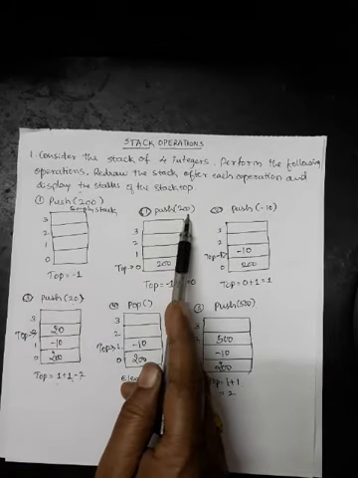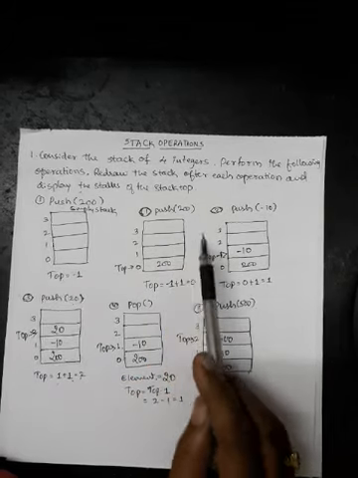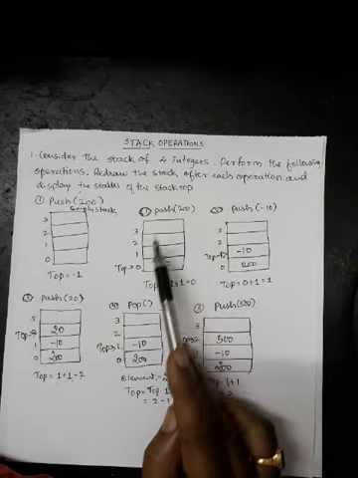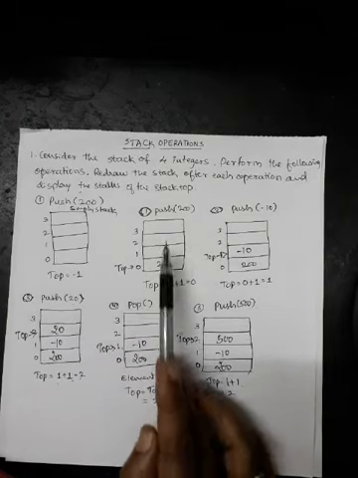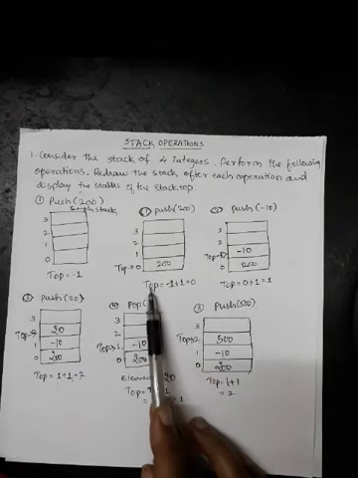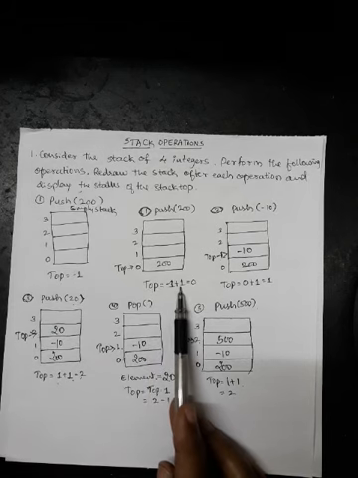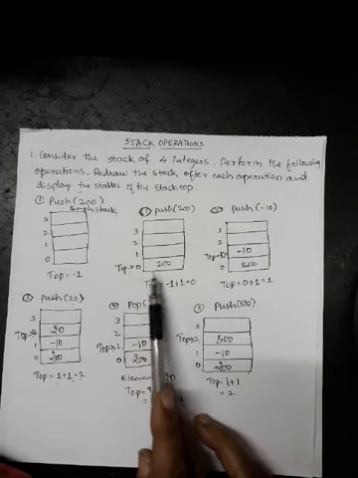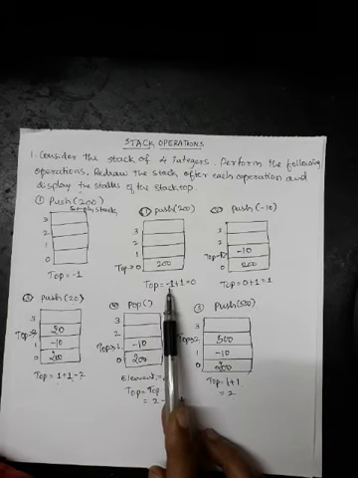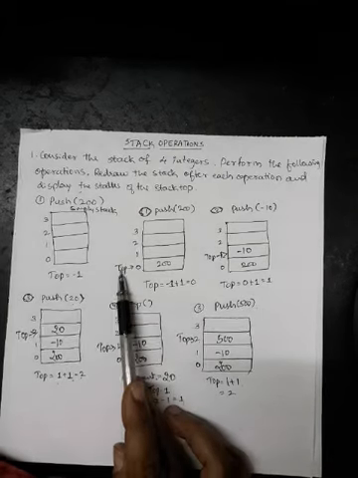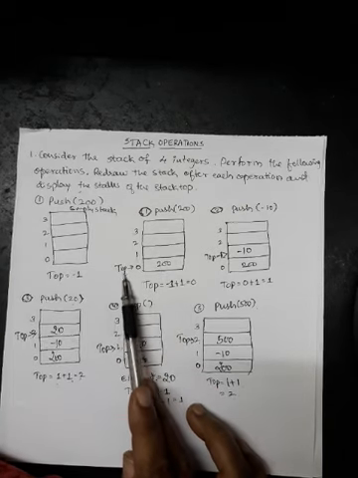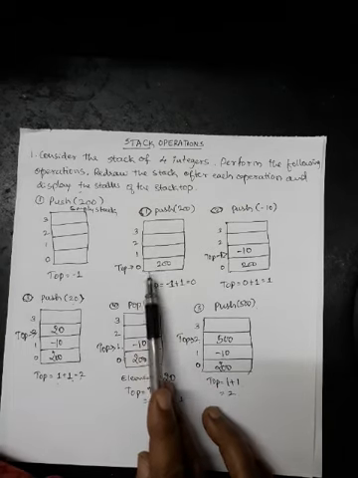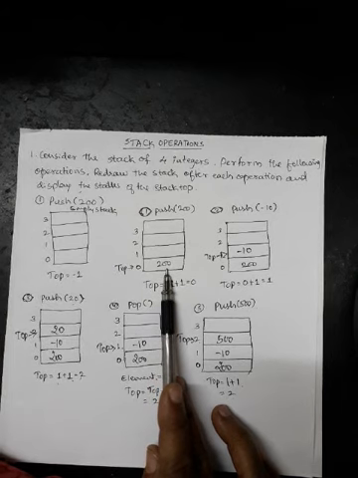The first operation to be performed is push 200. That is, we want to insert the value 200 into the empty stack. So whenever the stack is empty, top is at -1. In the push operation, initially the top is incremented by 1. Then wherever your top points, at that location the element is added. So here top is -1 plus 1 equal to 0. Top is at 0. The value 200 is added into the stack. So push operation is performed with respect to top. Wherever your top points, at that location the value is inserted.